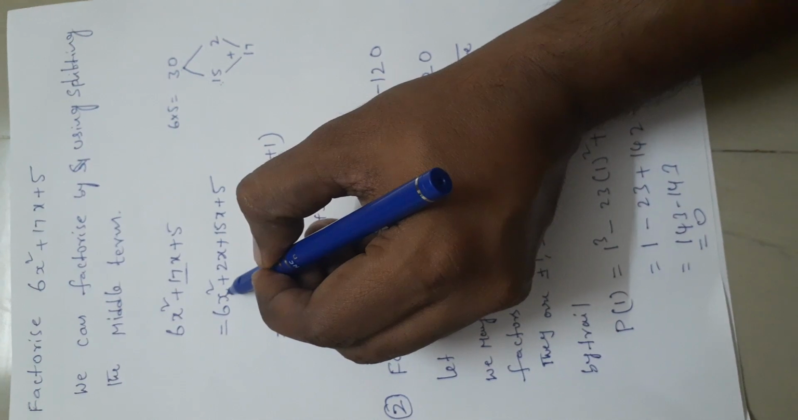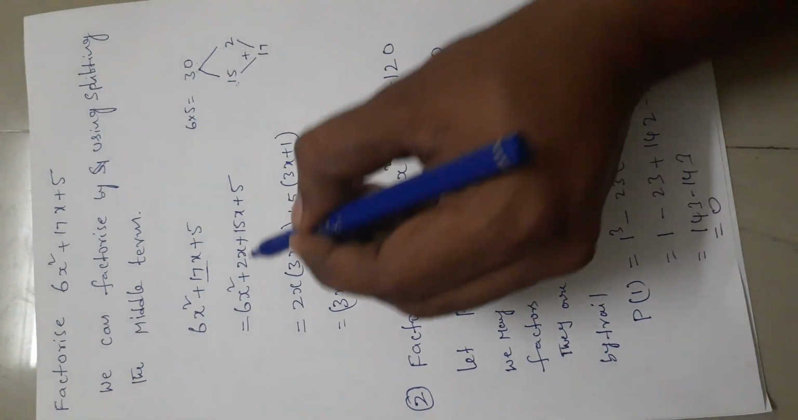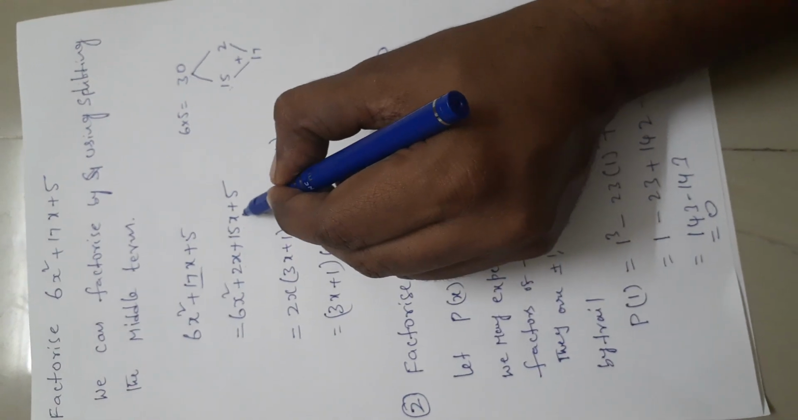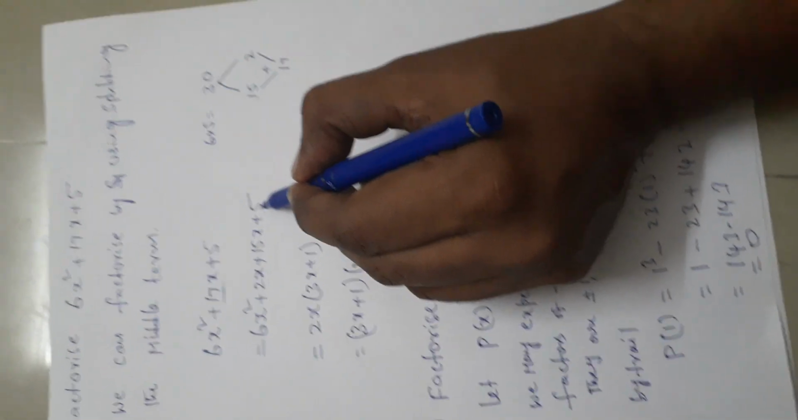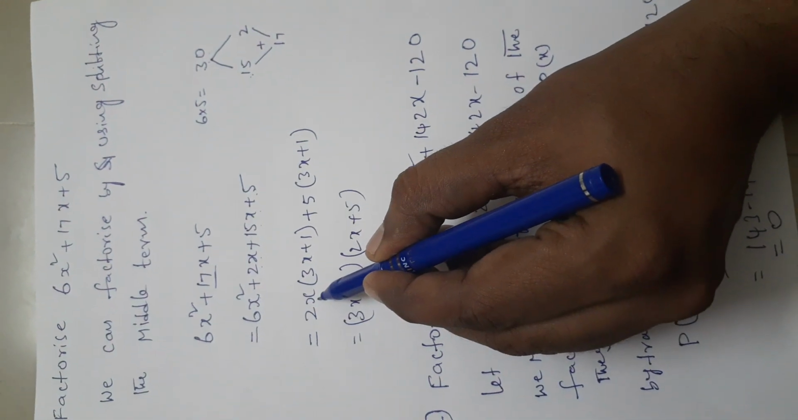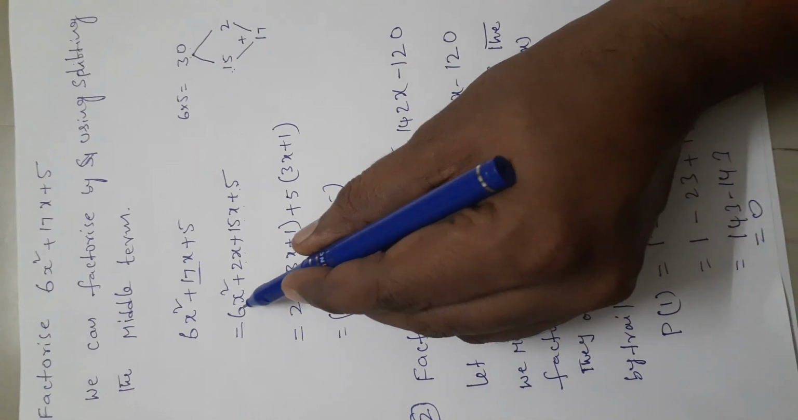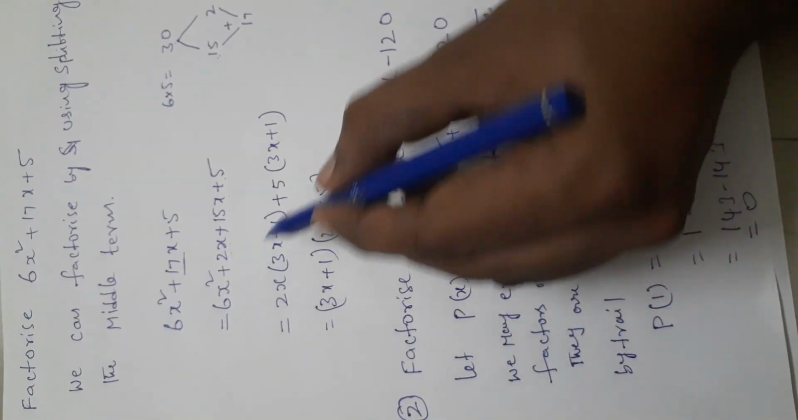Now 6x square plus this 17x I can write as 2x plus 15x. Only this term I am splitting. The remaining terms I am writing as it is, plus 5. Now in these two, 2x is a common factor. 2x into, here 2x came out means 3 into x, 3x plus here 2x came out, 1 will be there.